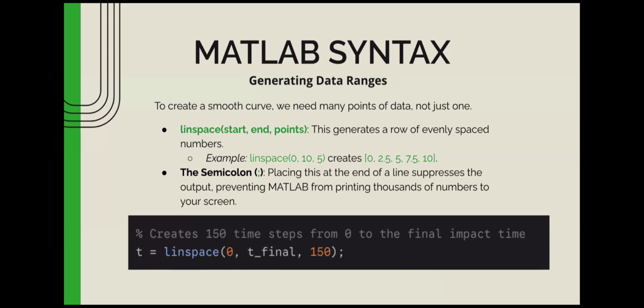So to create smooth graphs or analyze motion over time, we need many data points, right? Not just one. So the linspace function allows us to generate a range of evenly spaced numbers between a starting and ending value. For example, here we generate 150 time values from 0 to the final impact time. You might also notice the semicolon at the end of the line. This just prevents MATLAB from printing large amounts of data to the screen, which helps keep your output readable.